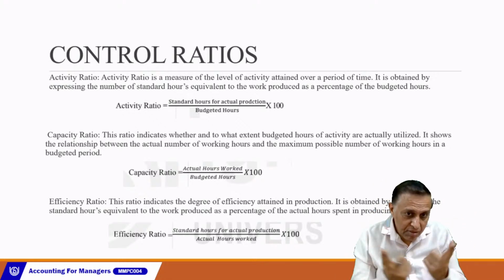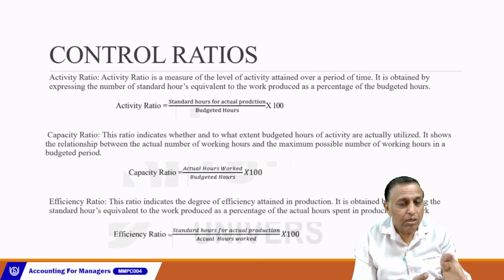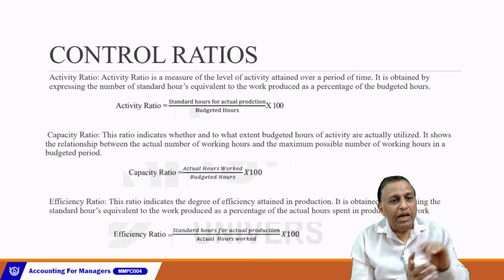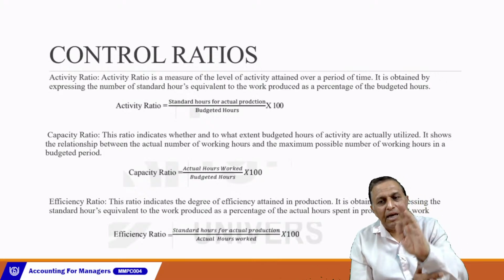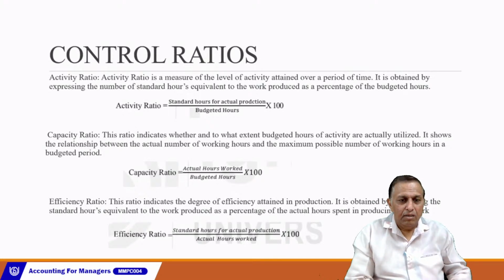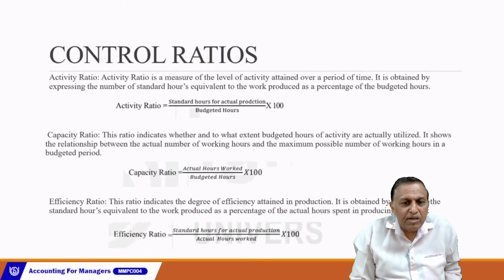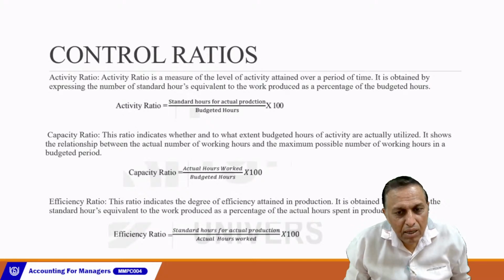If you say capacity ratio, the ratio indicates whether and to what extent budgeted hours of activity are actually utilized. Now here comes the working one. Here you are just reaching a destination. It shows the relationship between the actual number of working hours and the maximum possible number of working hours in a budgeted period. So the actual hours worked divided by budgeted hours multiplied by 100.